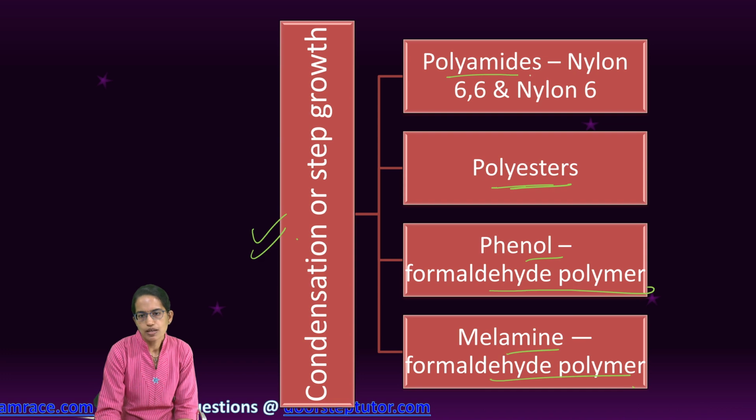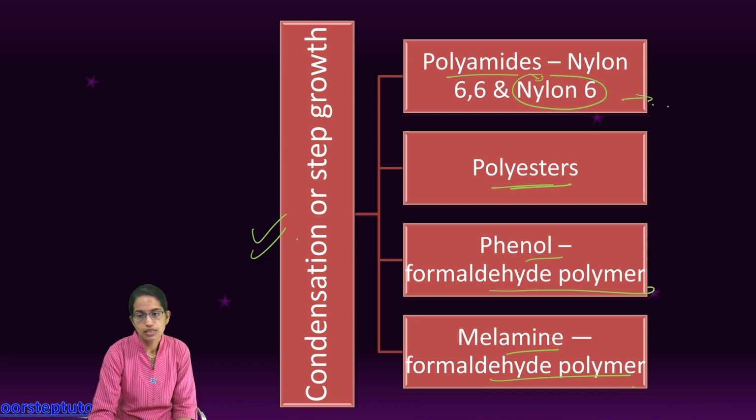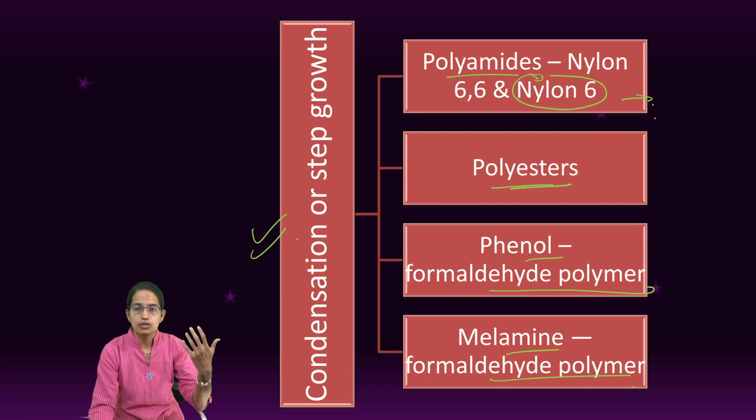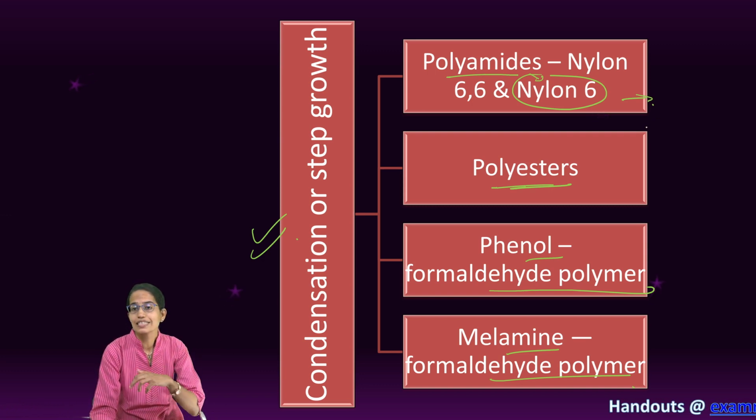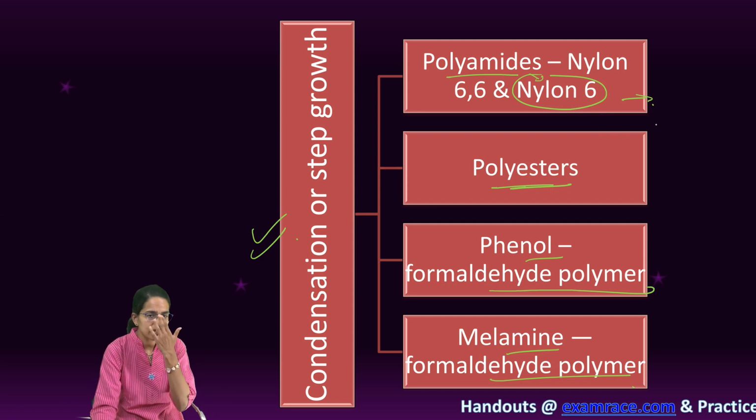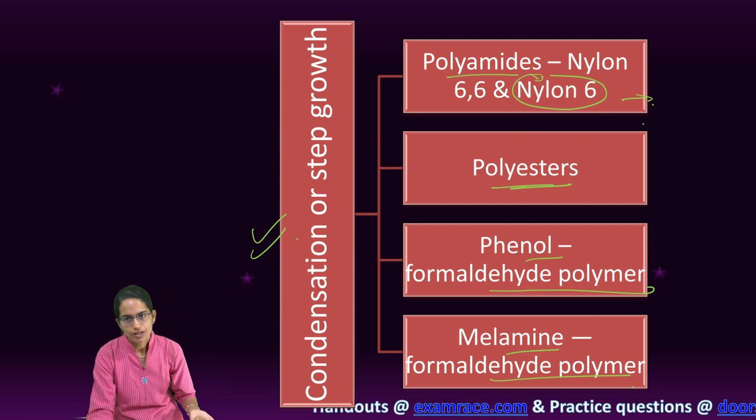So under polyamide, let's say nylon 6 is a good example where we have self-condensation. Self-condensation means the same unit being repeated. For example, in nylon 6 it's caprolactam. So caprolactam, when heated in presence of water, forms nylon 6.